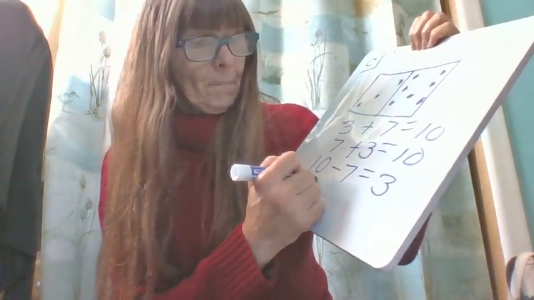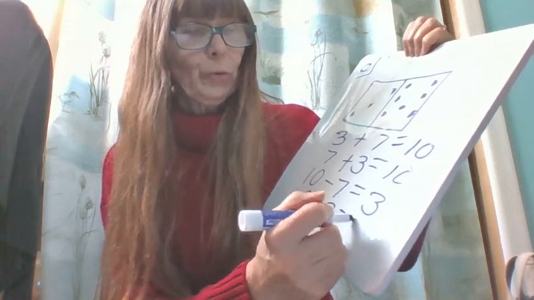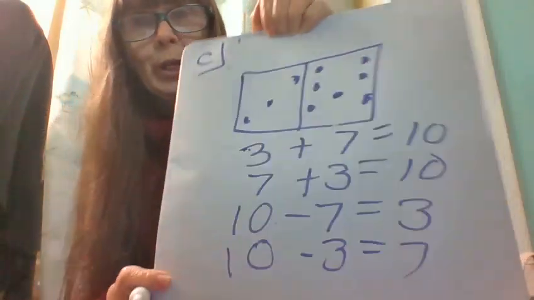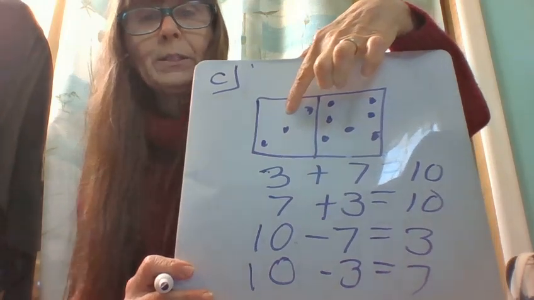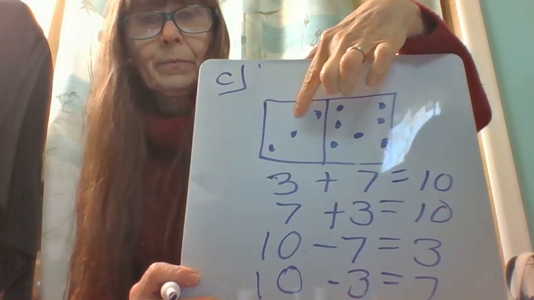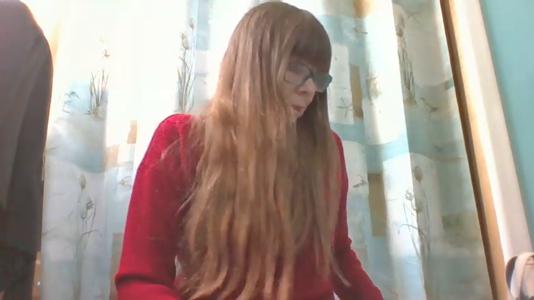10 minus 3 equals 7. 4 equations from one domino. Okay? Then we didn't get to this one, but this would be letter D, which is, I'll show you the letter C one.